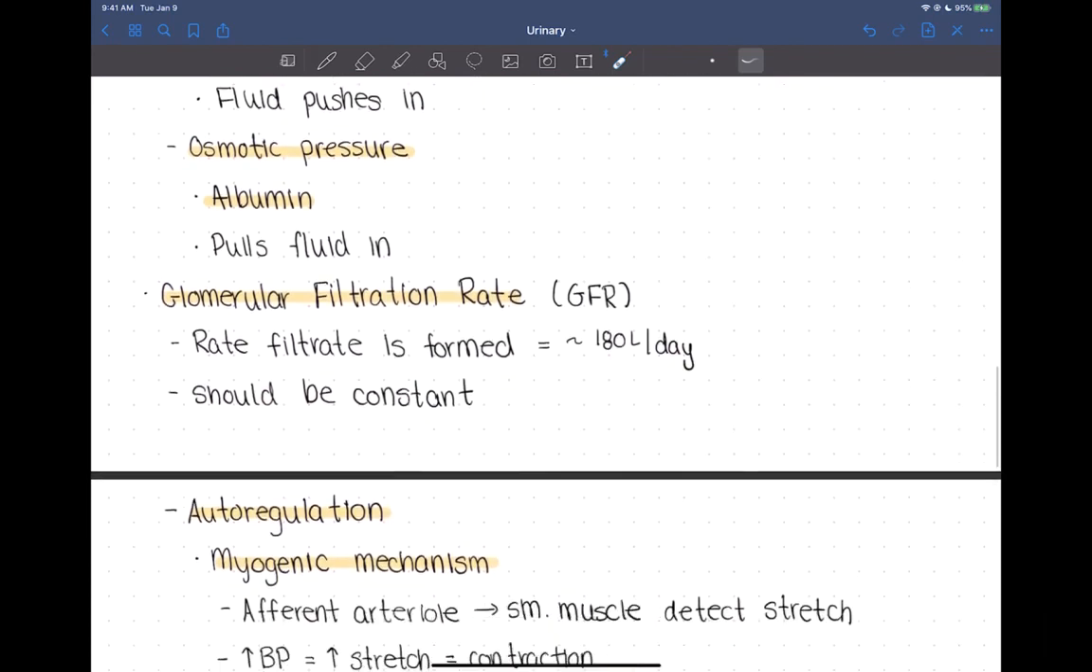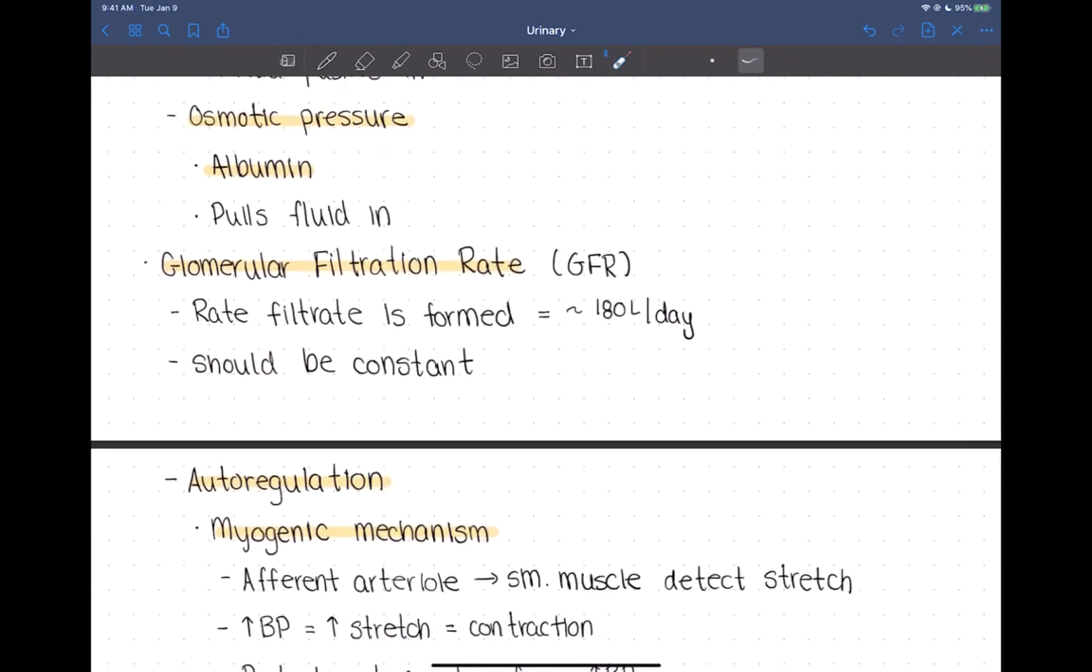And then lastly we have osmotic pressure. Osmotic pressure, we've talked about many times before, is typically from albumin. This is going to be fluid being pulled in towards that albumin.